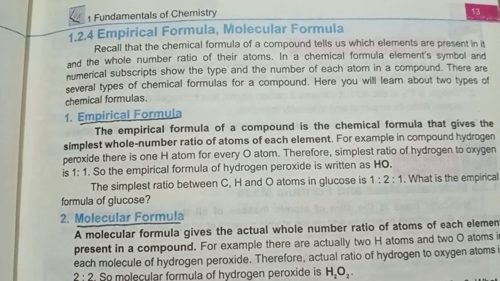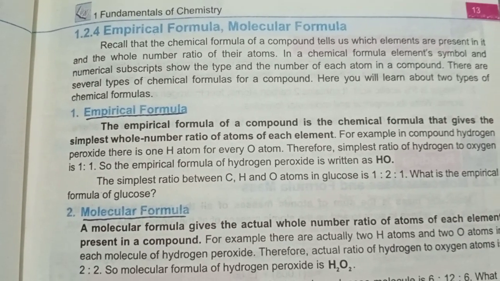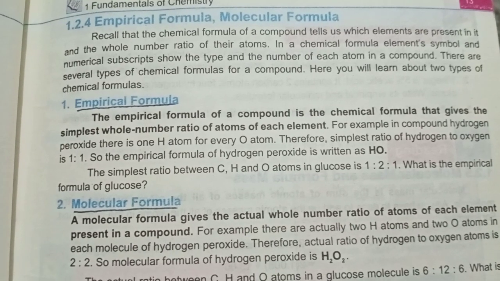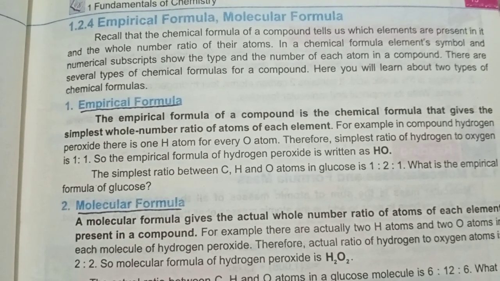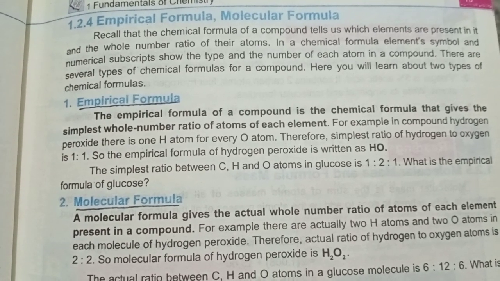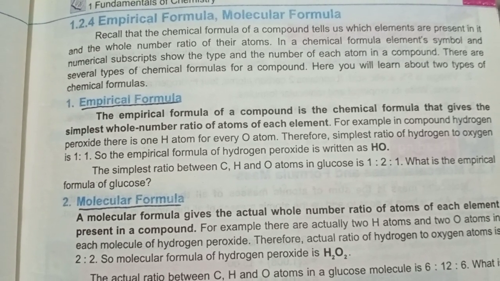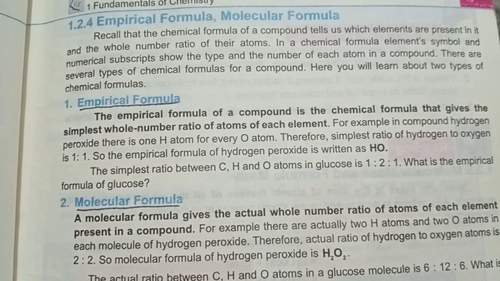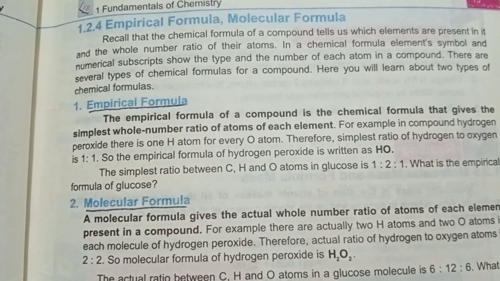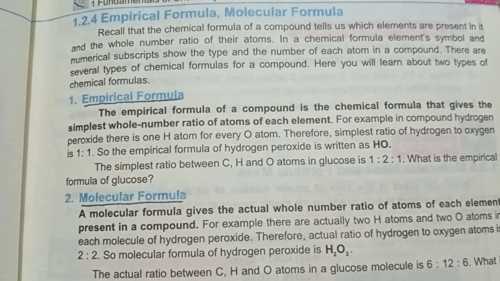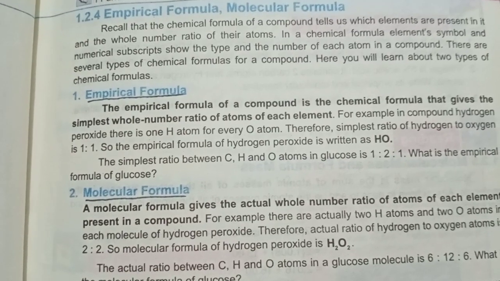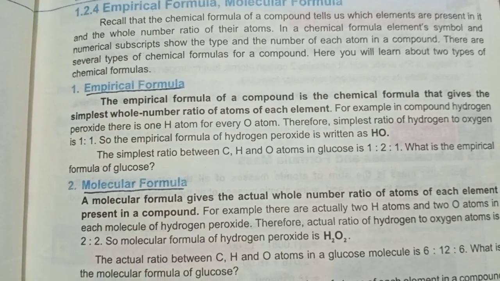Let's start the topic. Recall that the chemical formula of a compound tells us which elements are present in it, and the whole number ratio of their atoms. In a chemical formula, element symbols and numerical subscripts show the type and the number of each atom in a compound. There are several types of chemical formulas for a compound. Here you will learn about two types of chemical formulas: empirical formula and molecular formula.